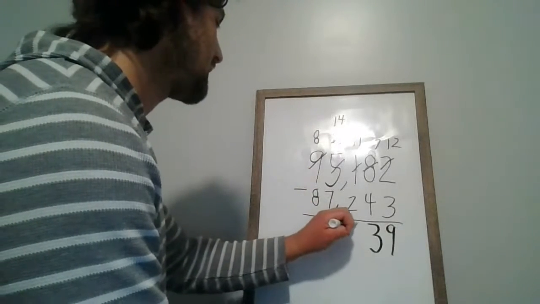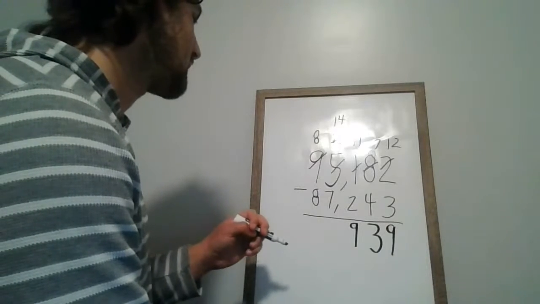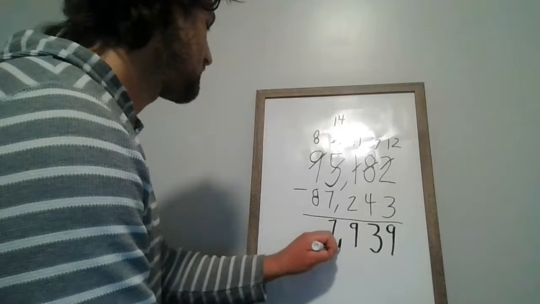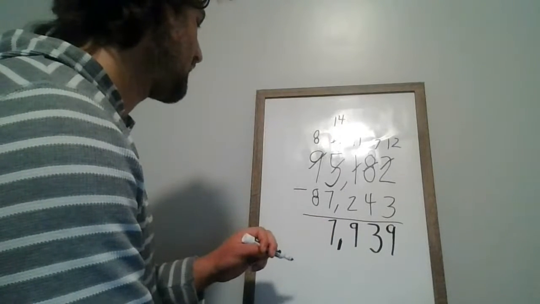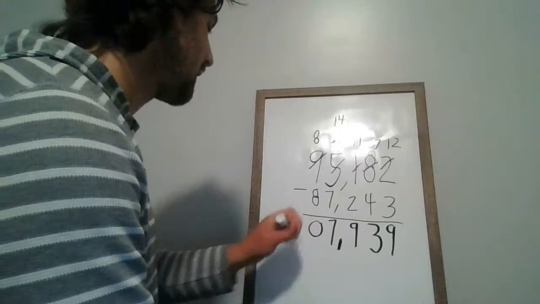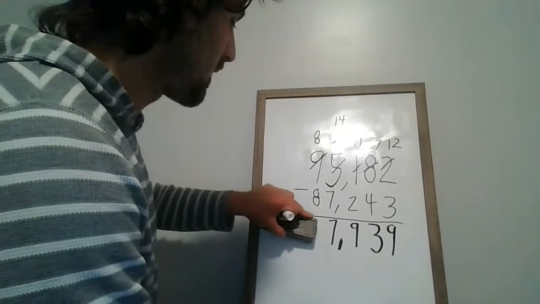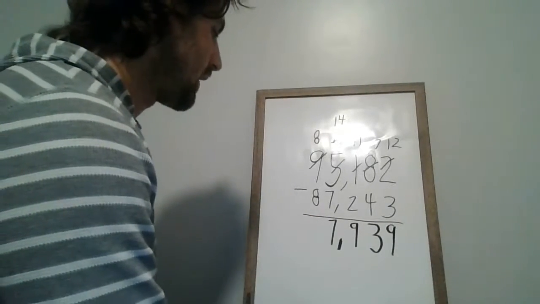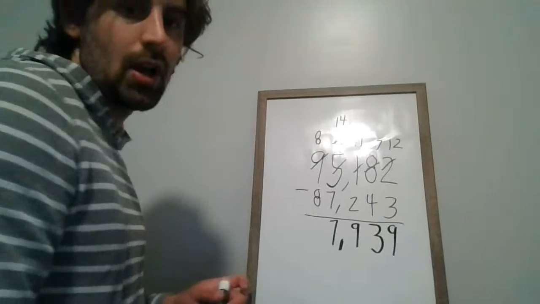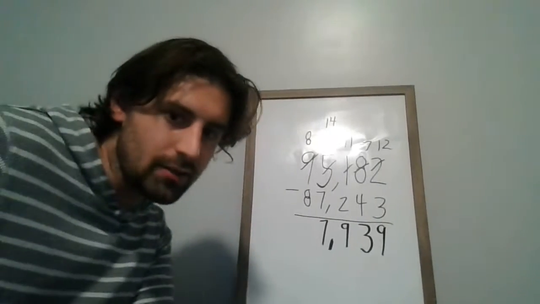11 minus 2 equals 9. 14 minus 7 equals 7. 8 minus 8 equals 0. You could put a 0 there. It's not wrong to put a 0 there, but usually when there's a 0 in a certain place, we just leave it blank. So our answer is 7,939.